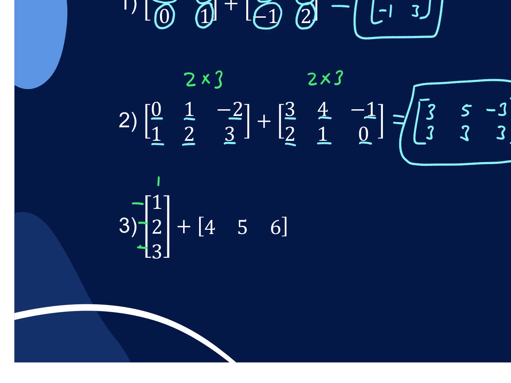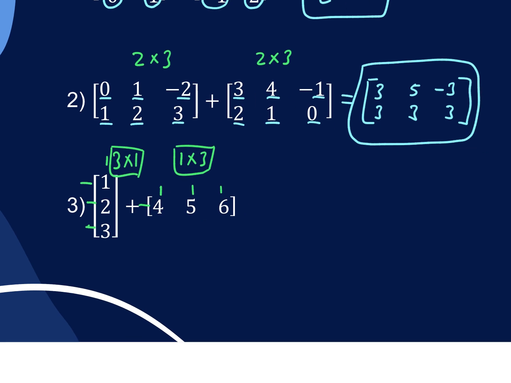So this is a 3 by 1 matrix. If you look at the second one, it looks like we only have 1 row, but 3 columns. So this is a 1 by 3 matrix. Since these do not have the same dimensions, we cannot perform this operation.